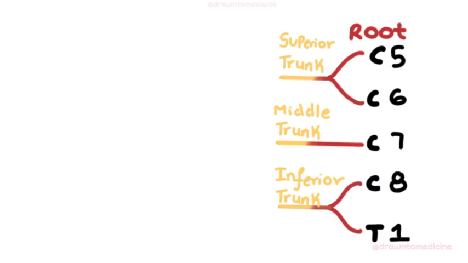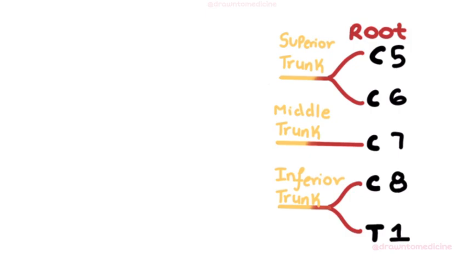Now, each of these trunks is going to give off 2 divisions, an anterior division and a posterior division. So that's going to give us 6 divisions in total because there's 3 trunks. And these divisions will rearrange themselves to help us form our cords. So let's just have a closer look at that.